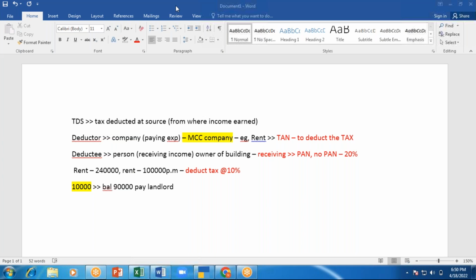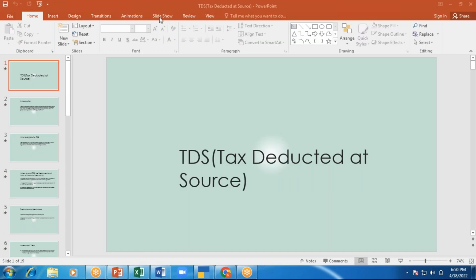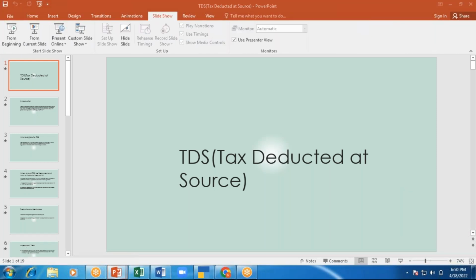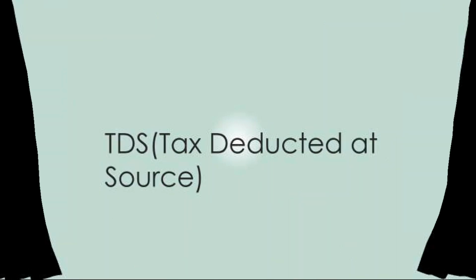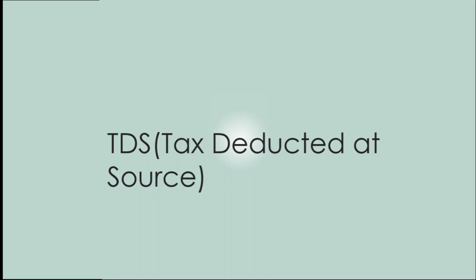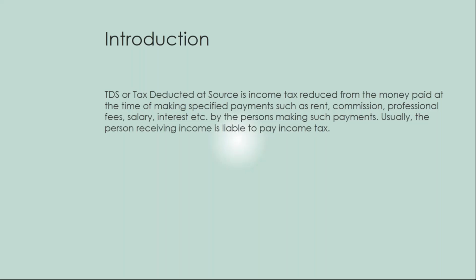Anybody? So no doubts, I'll consider as no doubts. Tax deducted at source, which means it is a source of income. Can you see my screen? Please answer someone.